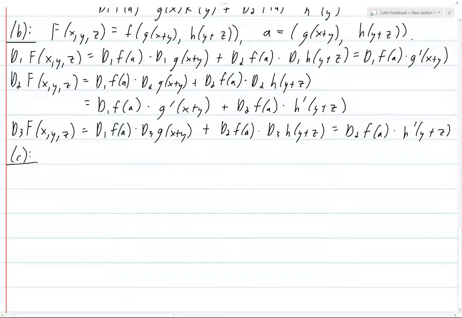Alright, so we're going to let f of x, y, z, so again we have to do 3 things instead of just 2, so that's a little tedious. Now we actually have to do a little work. So f is going to be x to the y, y to the z, z to the x. We have a is going to be, again, just the input, x to the y, y to the z, z to the x.